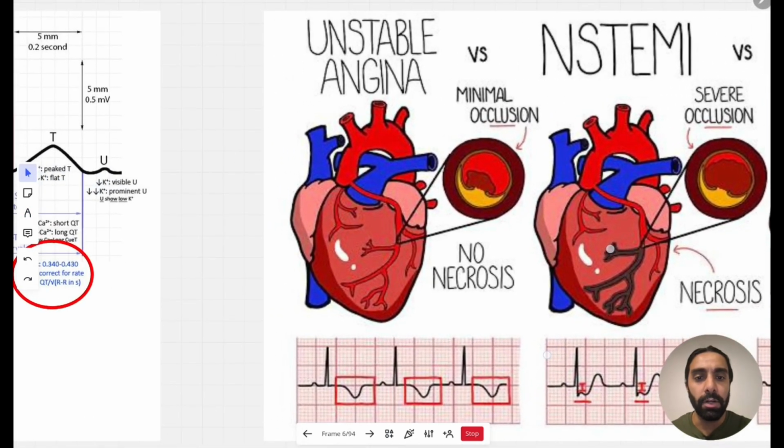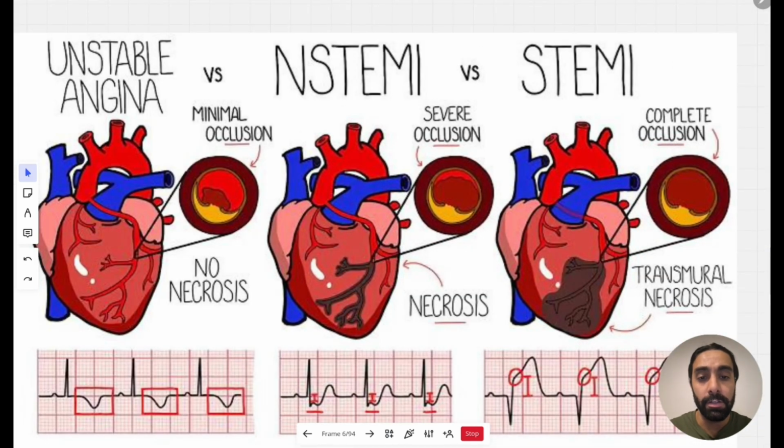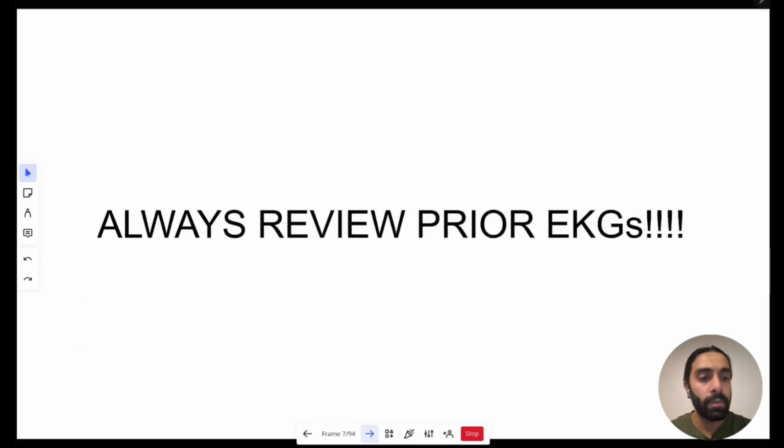Know your terminology. So unstable angina is chest pain usually at rest, and there is occlusion, but there is still blood flow going, and usually their troponin is not elevated. Non-STEMI is a severe occlusion, but there's still just enough blood flow. There is a troponin elevation in these patients. And then with STEMI, there's complete occlusion with transmural necrosis, and so that is the most concerning.